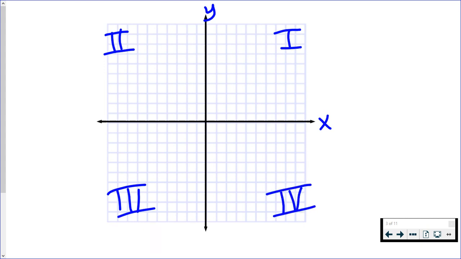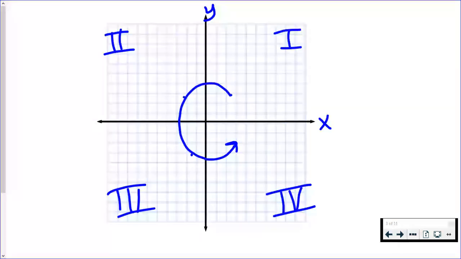If you can't remember what they are, I start with the upper right corner, which is 1, and then in the shape of a C, or counterclockwise, it goes 1, 2, 3, and 4. So that's just a quick trick. I'm showing you this because the unit circle is actually located on your XY plane.